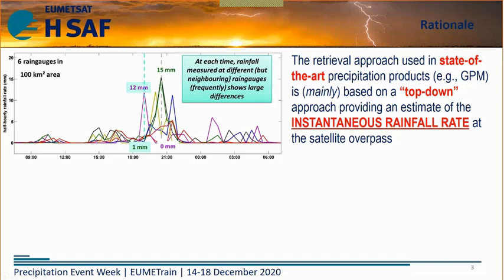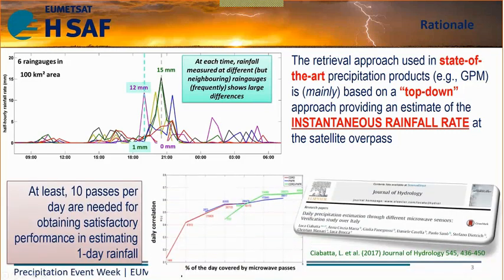At the same time, the approach used in state-of-the-art precipitation products, like for instance the one provided by GPM, is based on a top-down approach, providing an estimate of the instantaneous rainfall rate at the satellite overpass. This means that if we miss a storm, for instance, we can underestimate rainfall. In this study we carried out in 2017, we have seen that at least 10 passes per day are needed for obtaining a satisfactory performance in estimating rainfall.